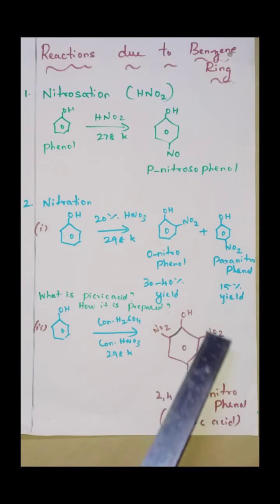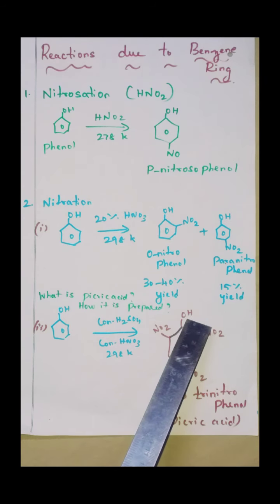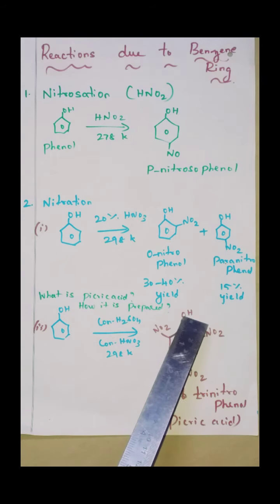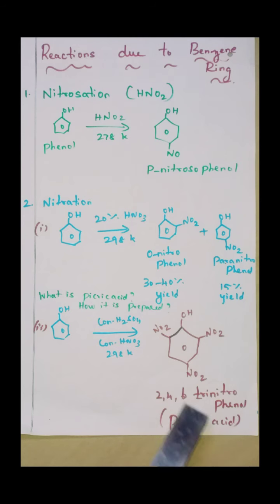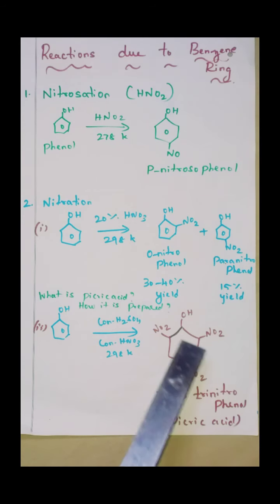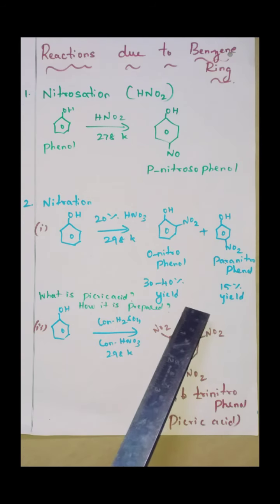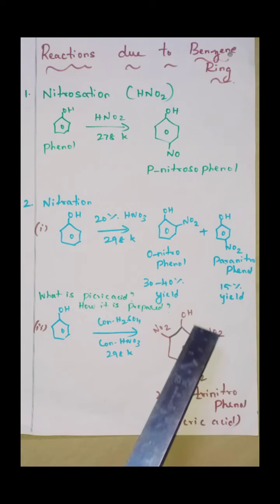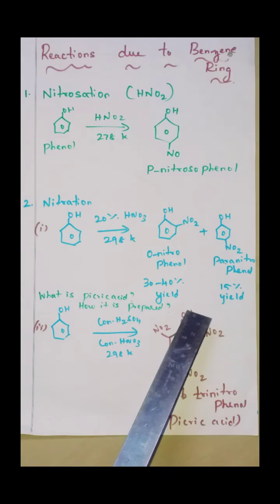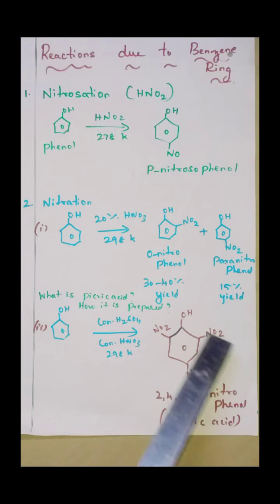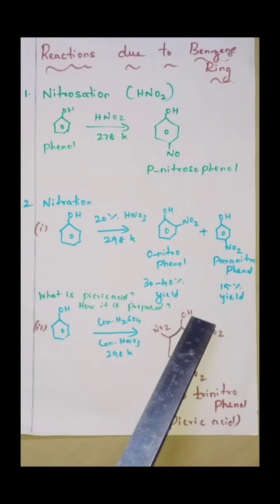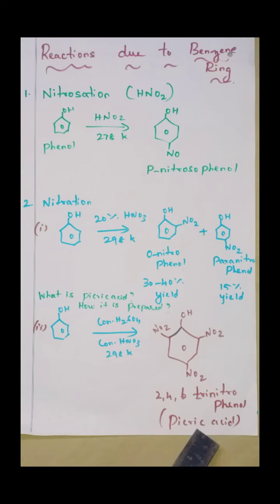Even though it does not contain a COOH acid group, we only have OH group and NO2 groups, it is still called picric acid, because it is powerful enough to liberate H+. We know acidity means the substance which readily releases H+. That's why here also in picric acid, the hydrogen atom is easily removed and it forms a phenoxide ion. That's why we call it picric acid.